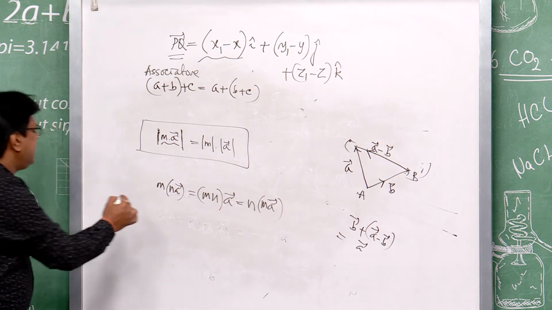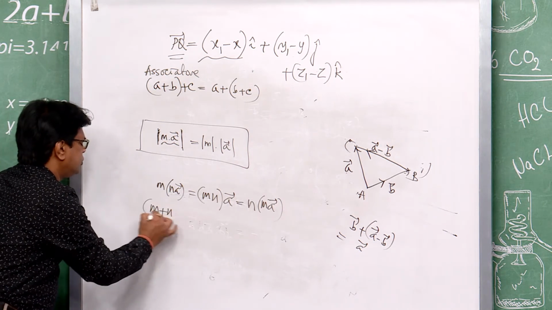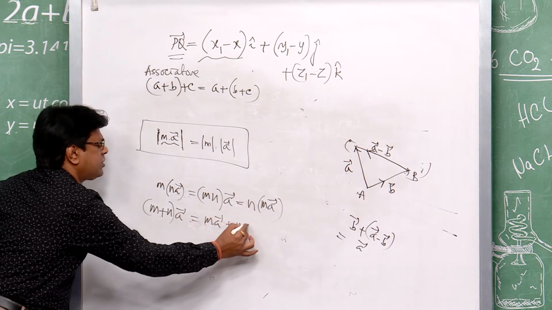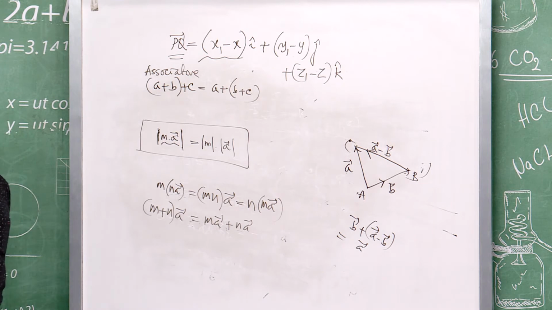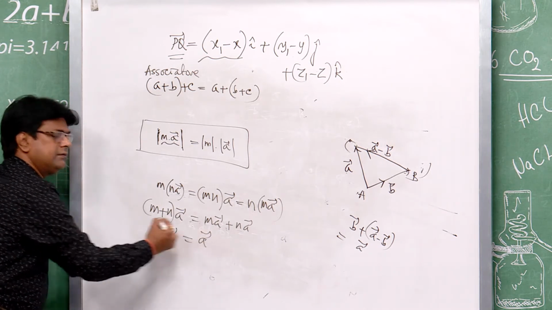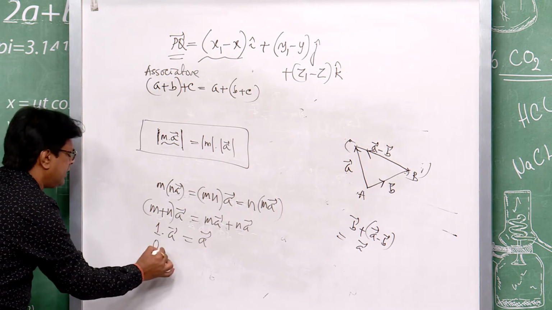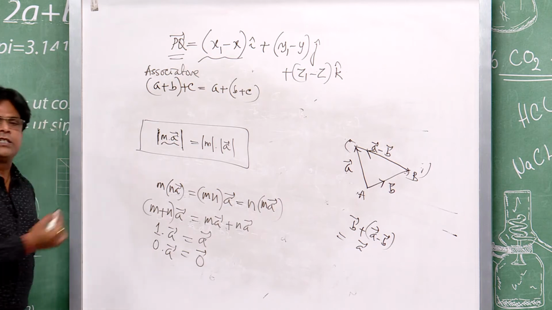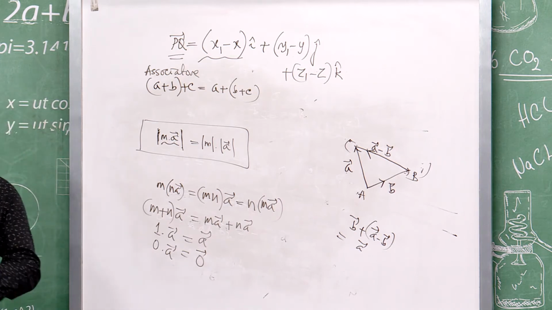If we multiply m plus n, the sum of two scalars, into a vector a, this becomes m into a plus n into a. Similarly, 1 into a vector becomes the a vector. 0 into a vector is also equal to the 0 vector. Here 0 is a scalar quantity, not a vector.